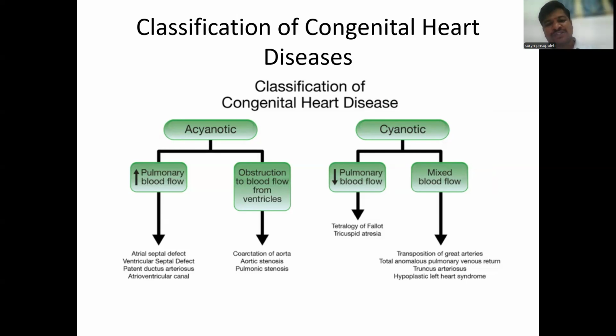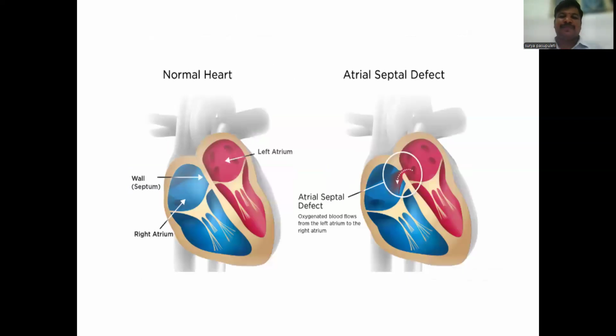And the cyanotic heart diseases with mixed blood flow are transposition of the great arteries, total anomalous pulmonary venous return, truncus arteriosus, and hypoplastic left heart syndrome. Let's see each congenital heart defect separately. This is atrial septal defect.